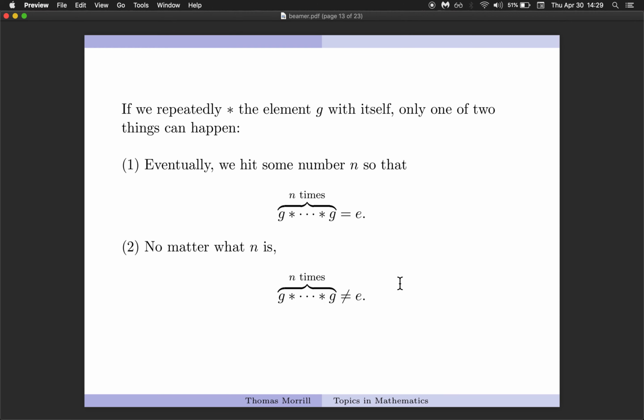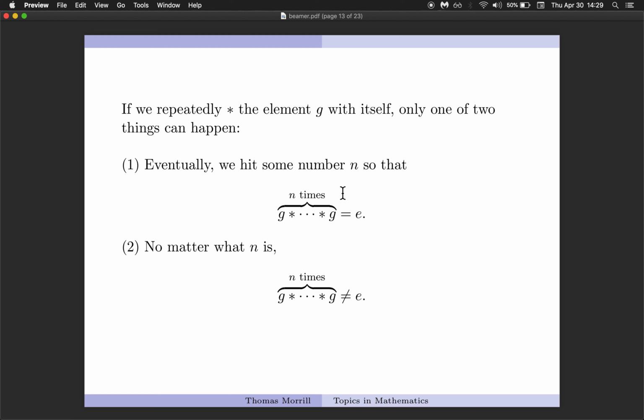So the technical definition is that I'm thinking about iterating my operation, whether it's plus, whether it's times, maybe it is composition of functions. There's lots of different things that my star could be. If I think about G star G star G star G star G and so on, right? Maybe this is 2 plus 2 plus 2 plus 2 plus 2. Maybe this is J times J times J times J times J. And I'm going to do that n times. There's n copies of my element. There's really only 2 possible outcomes.